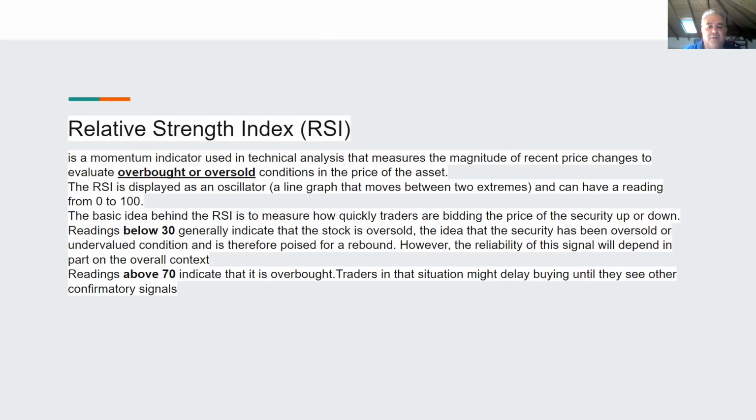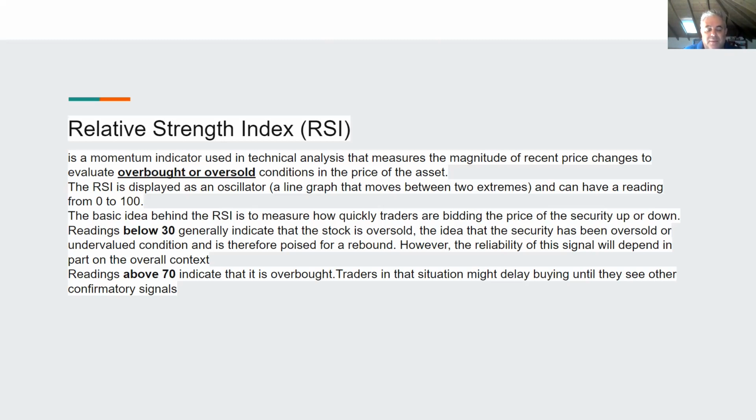The basic idea behind the RSI is to measure how quickly traders are bidding the price of the security up or down. A reading below 30 generally indicates that the stock has been oversold, and therefore maybe undervalued, and poised for a rebound, so it might go up. However, the reliability of the signal will depend in part on the overall context and other indicators. Don't believe only in this indicator, but take it as one part of your whole asset management and risk management. It's a good signal, and you're going to see that right away.